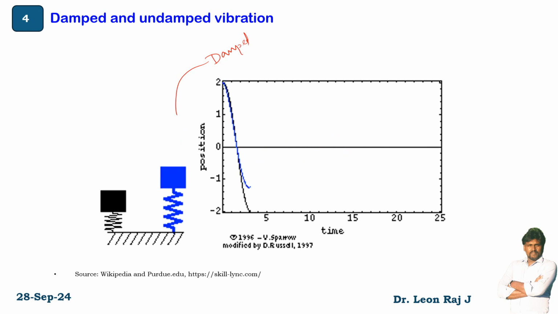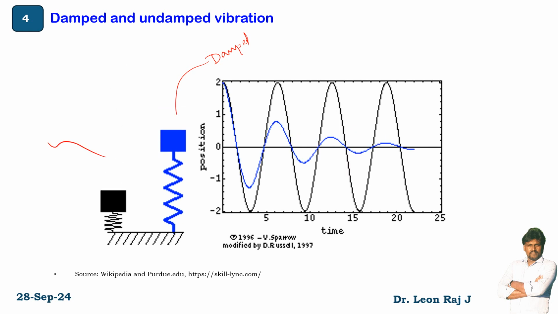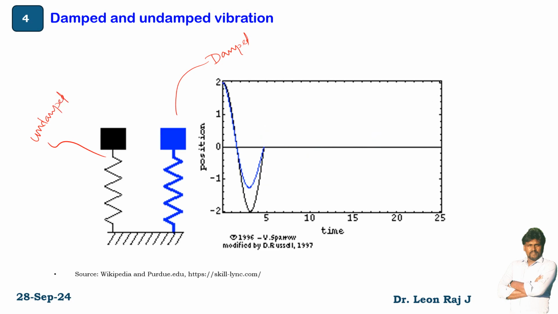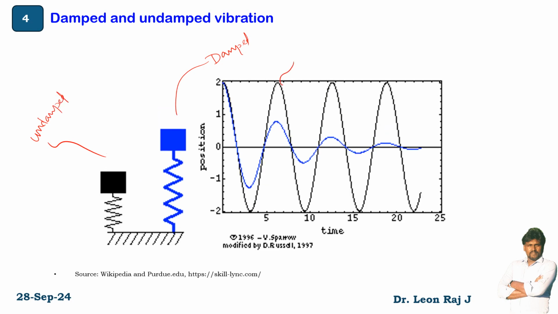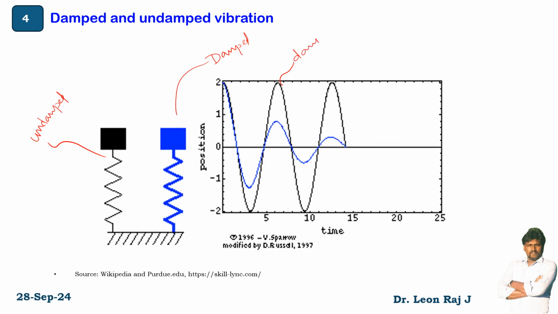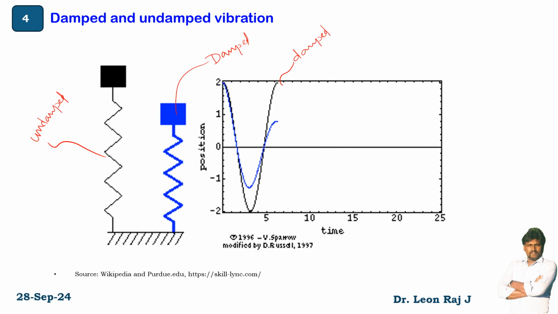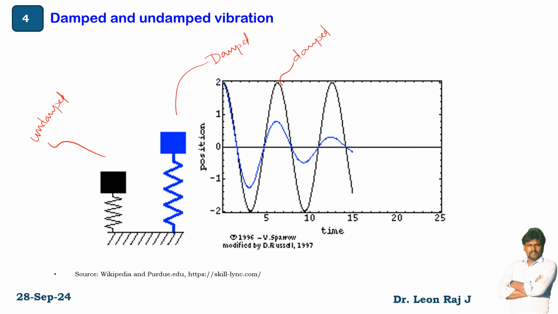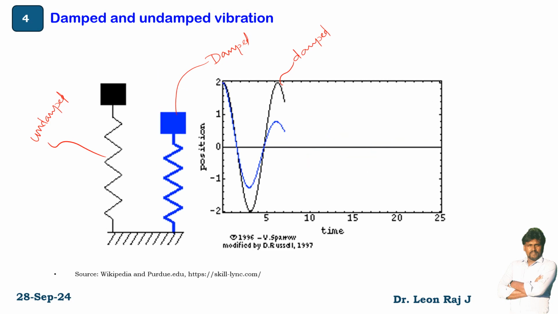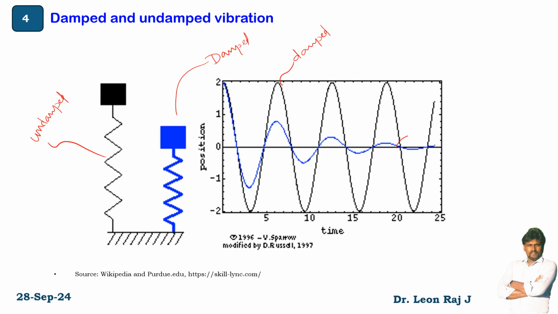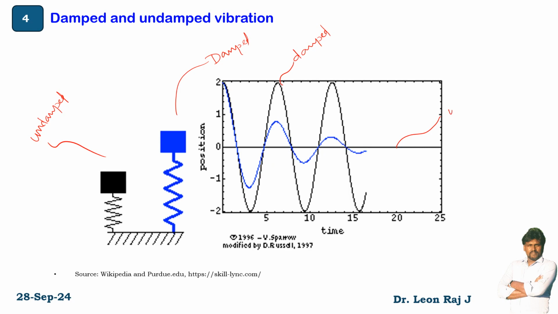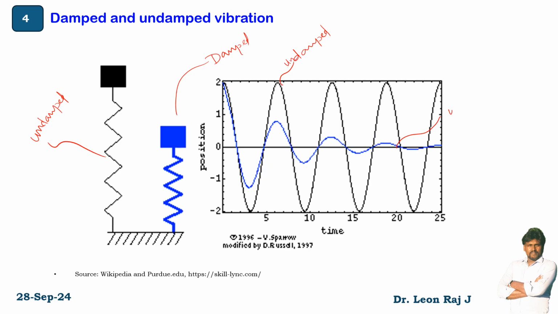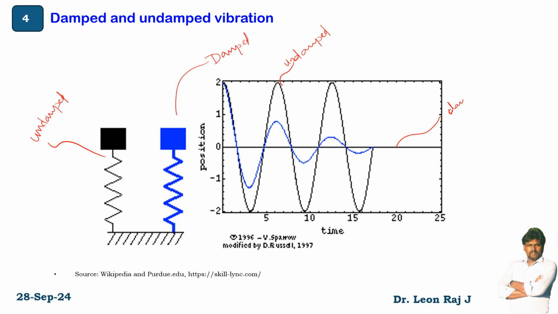And this spring is subjected to undamped vibration. So the response of the undamped spring mass system is shown in this black color, and the response of the damped spring mass system is shown in blue color. Sorry, this is undamped and this is damped.